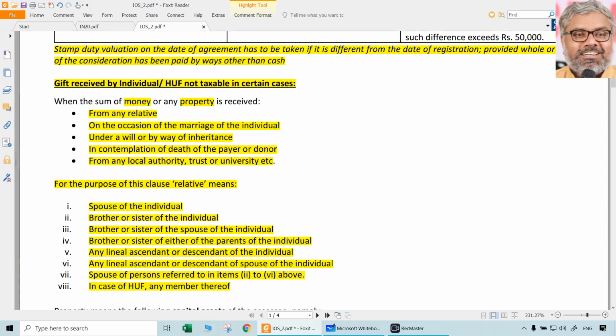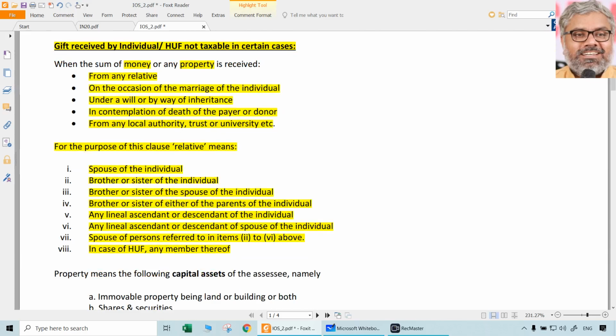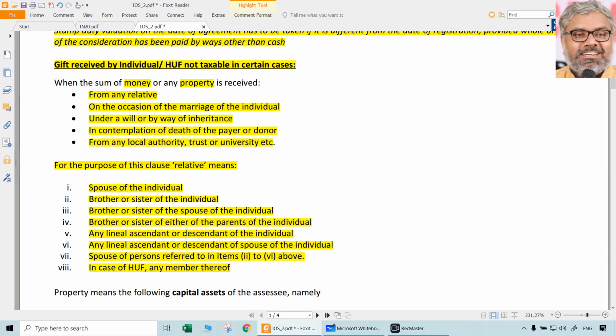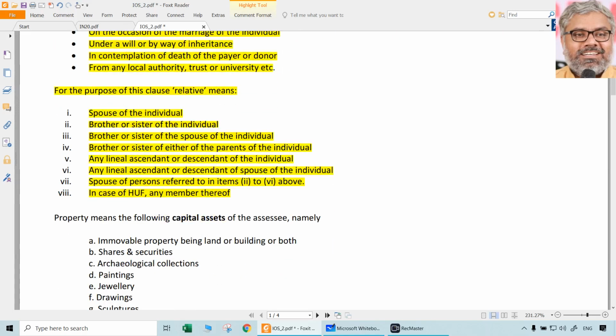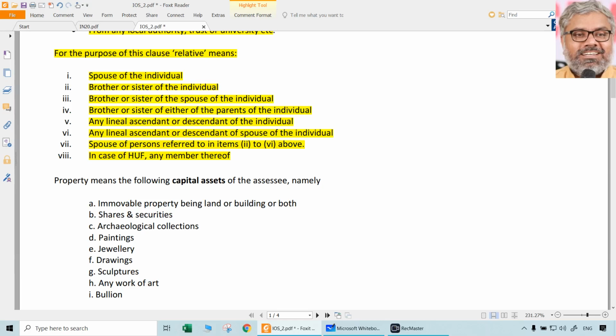And we know the other cases also where the gift is not taxable. If the gift is received by way of a will or inheritance, or on the occasion of marriage of the individual, or in contemplation of death of the donor, or the gift is received from any local authority or trust or university, also nothing will be taxable in the hands of the recipient. That is about gift related provisions. Very, very important points to be remembered for solving the problems under this chapter.